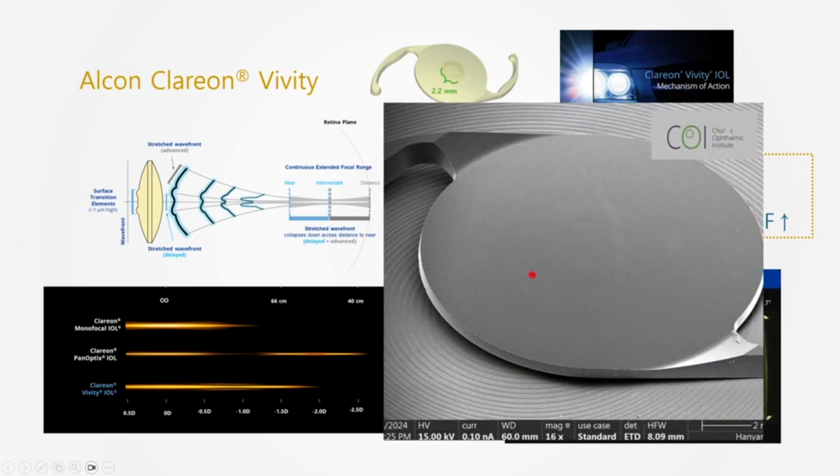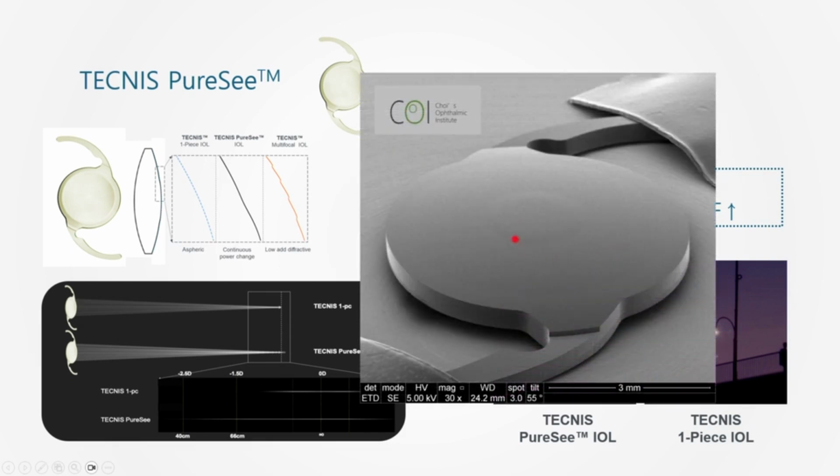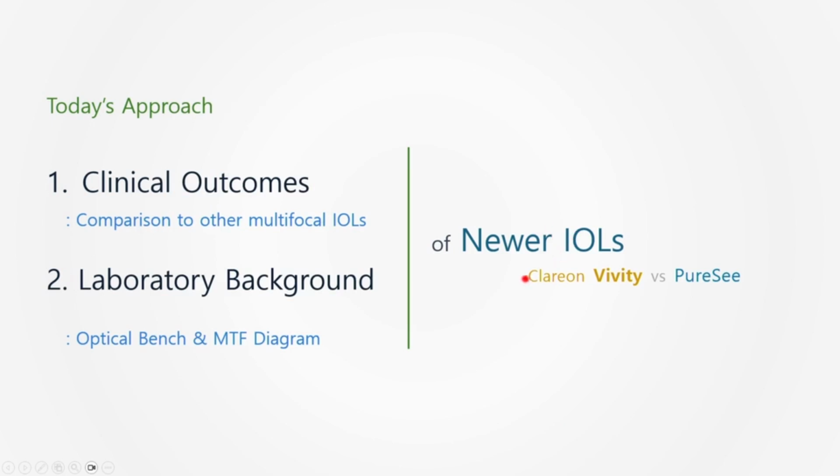When you take an electron microscope, we can see the structure here. And what about the PRC lenses? It also has the non-diffractive type and wavefront technology to increase the depth of focus. And similarly, we can observe some slight elevation in the central part. Today I will talk about the clinical outcomes of a VVT and a PRC lens briefly, and our optic laboratory background will follow.